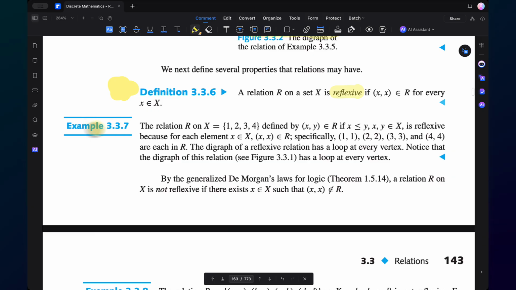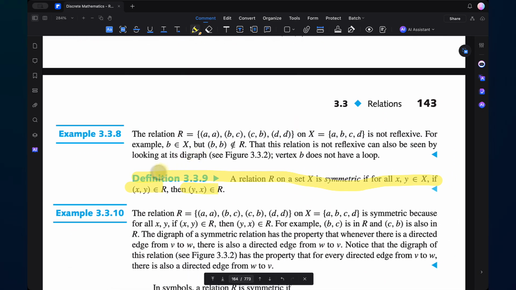Let's take a look at this example here right now. The relation R on X = {1, 2, 3, 4}, defined by (x, y) is in R if x is less than or equal to y, for x and y in X, is reflexive because we have equality, right? 1 is less than or equal to 1, 2 is less than or equal to 2, 3 is less than or equal to 3, 4 is less than or equal to 4. So this is a reflexive relation. Okay.